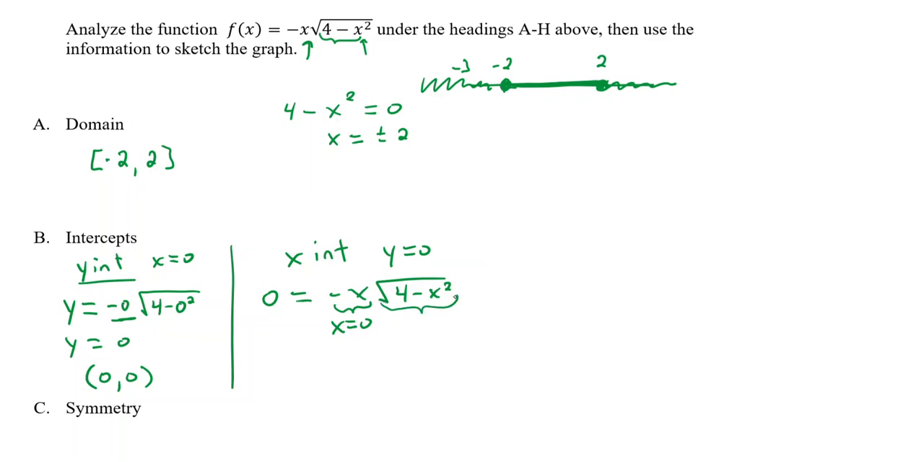Now, if I look at this one, then we're really just wondering what would make 4 minus x squared equal to 0, because the square root of 0 is still 0. So we can make a little equation: 4 minus x squared is equal to 0. And if we solve this, we just get x is equal to plus or minus 2. So there are our 3 solutions, or our 3 x-intercepts.